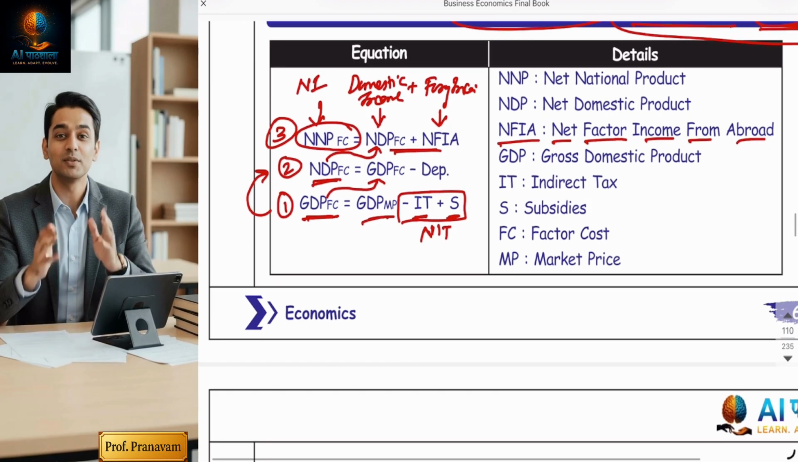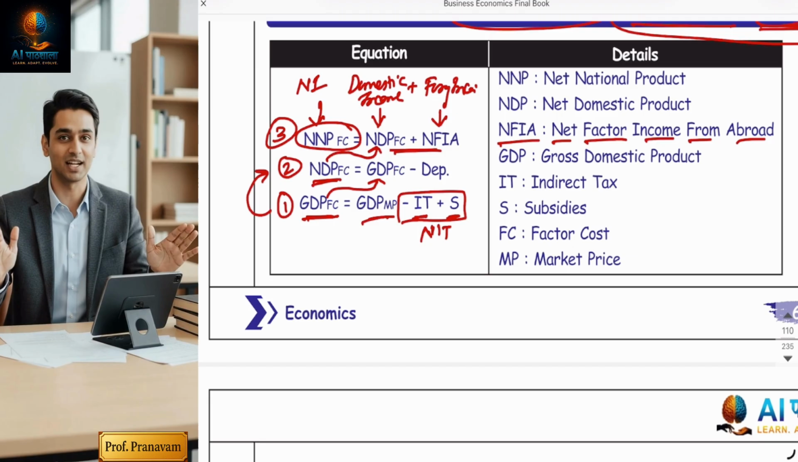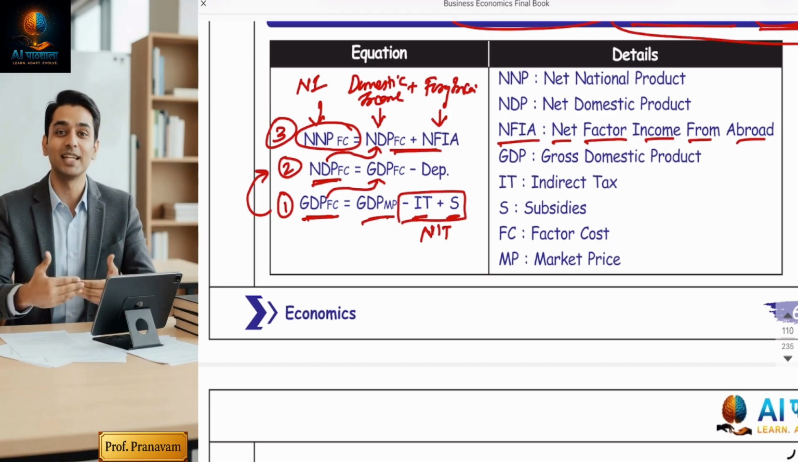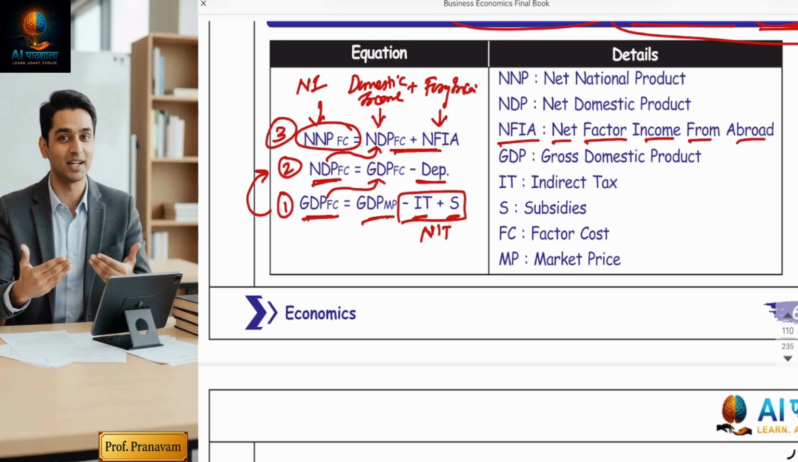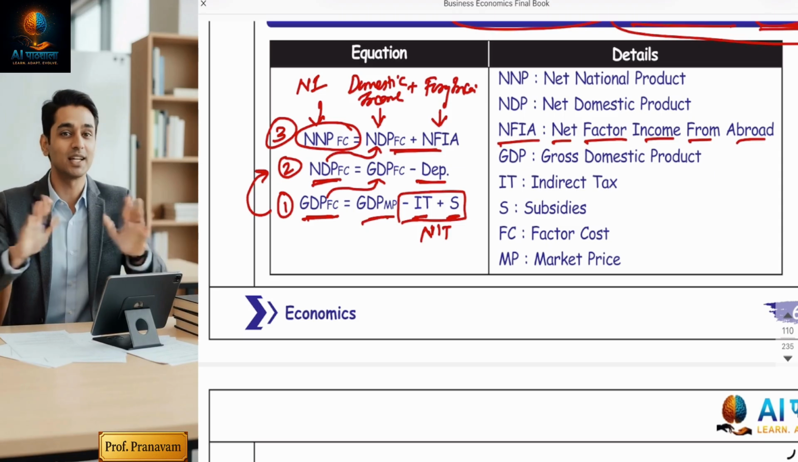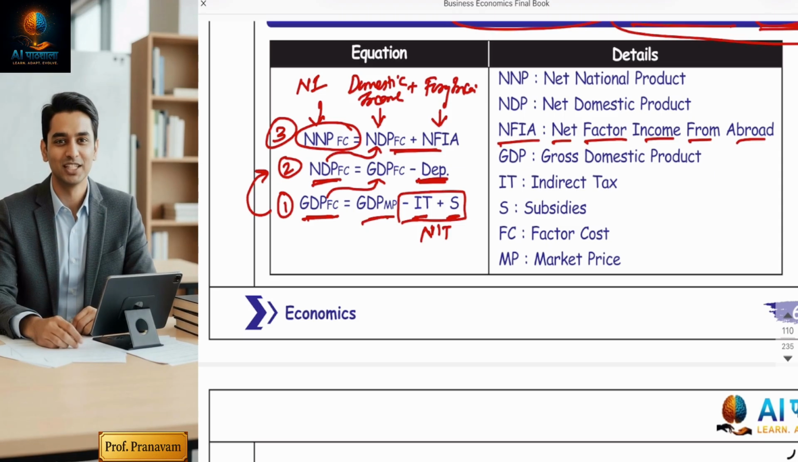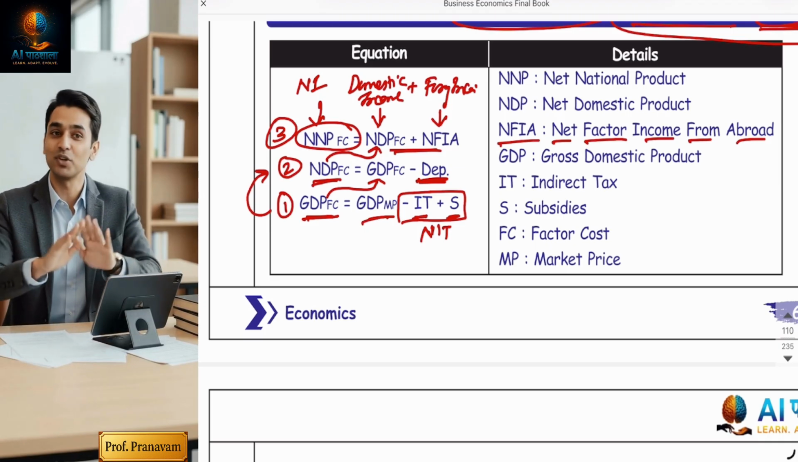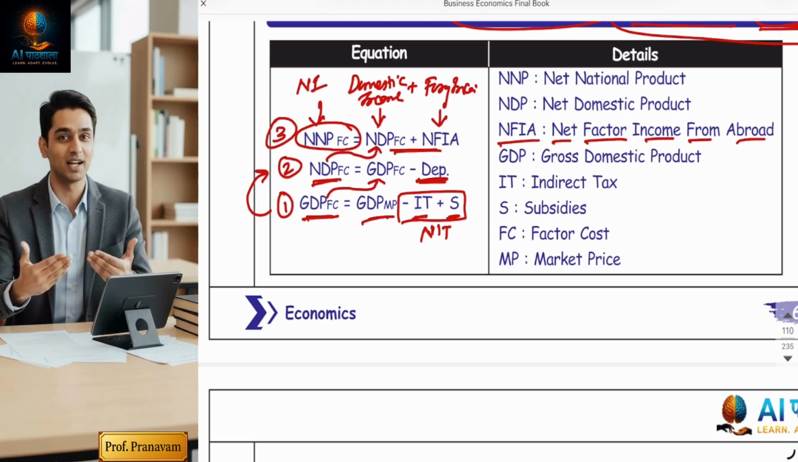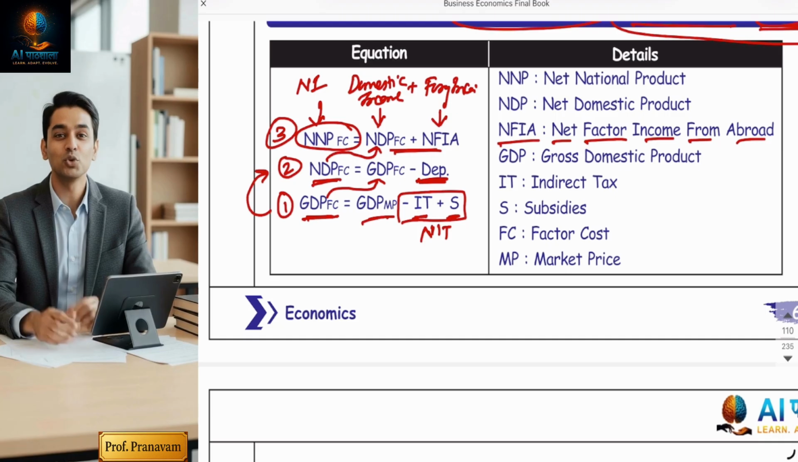Again, I'm repeating. First, you need to find out NDP at factor cost. The formula is GDPFC minus depreciation. GDPFC is gross domestic product at factor cost. Depreciation means wear and tear of capital assets. Now, the question arises, why is depreciation subtracted from GDP? Friends, because depreciation is not a real income. It is used only to replace worn-out capital. So subtracting it gives net income.